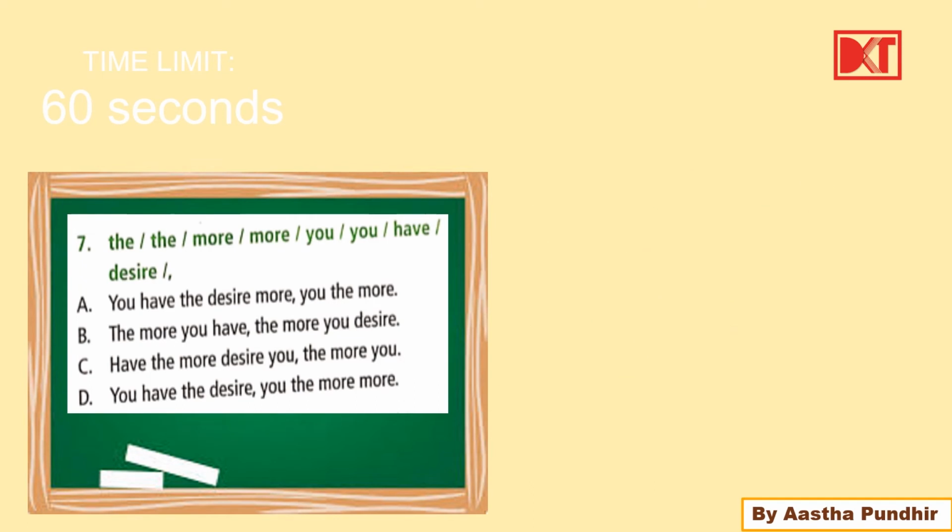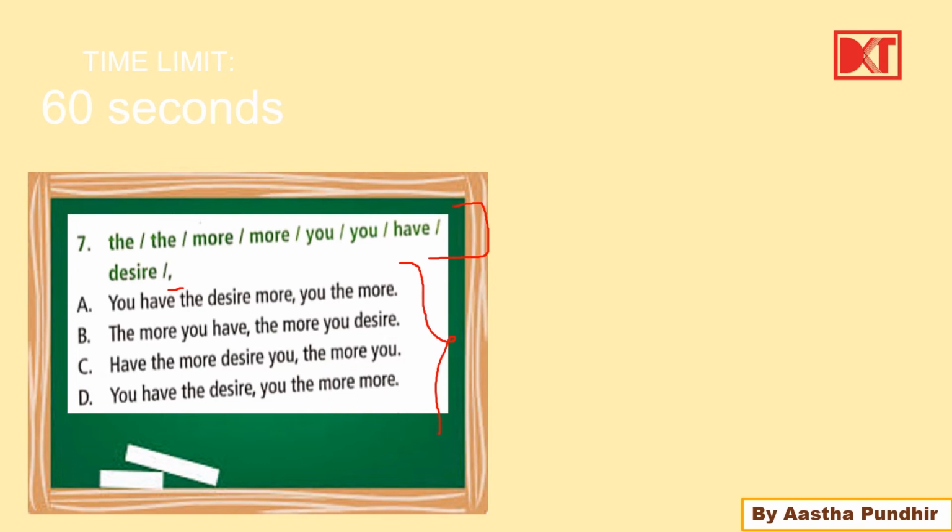Alright, so the options here are: the, more, you, have, desire, comma. So the question is this, and the options we are given are: A, you have the desire more, you the more. B, the more you have, the more you desire. C, have the more desire you, the more you. D, you have the desire, you the more.